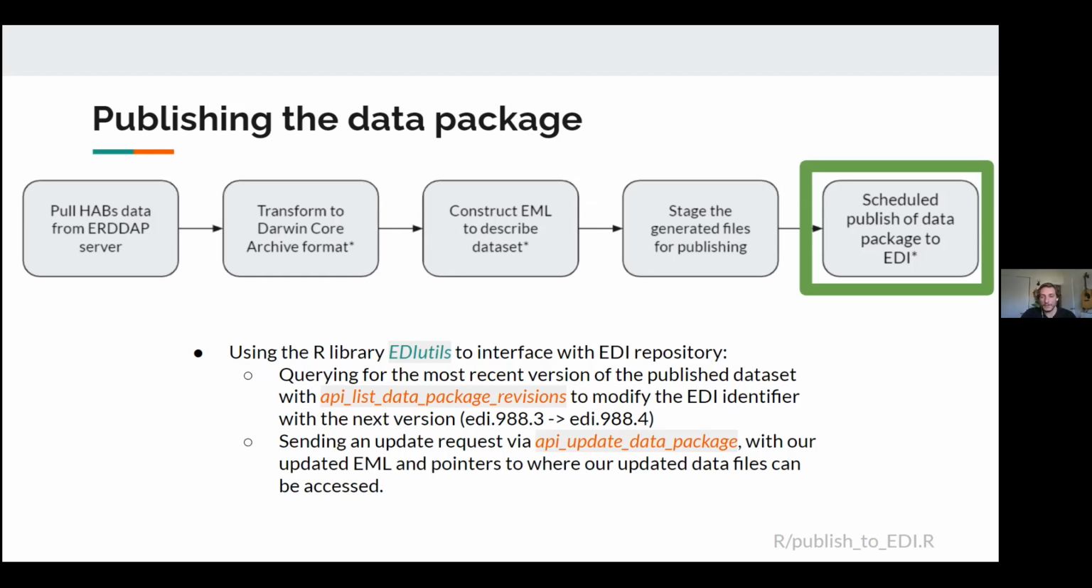And when we're updating it, we need to update the version number. So we're basically just grabbing that version 3 and incrementing it. Now we have version 4, and that's what we're sending in with our update request. And that update request is done with the API update data package function from the EDIutils library. With that, we're essentially just feeding it the EML document that we generated, which contains pointers to where the data files can be accessed.